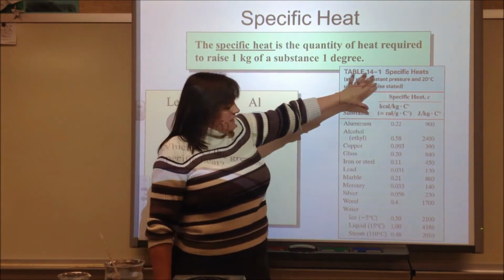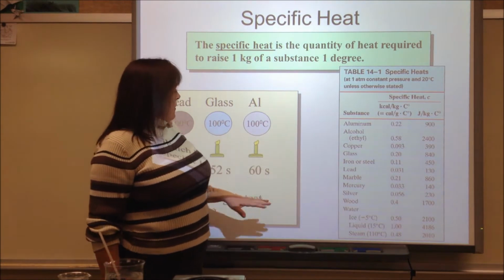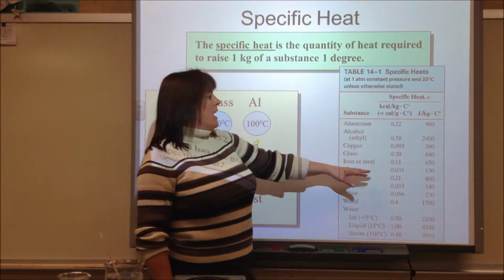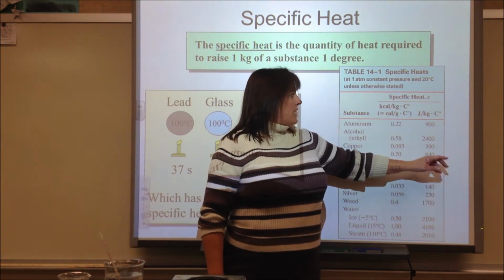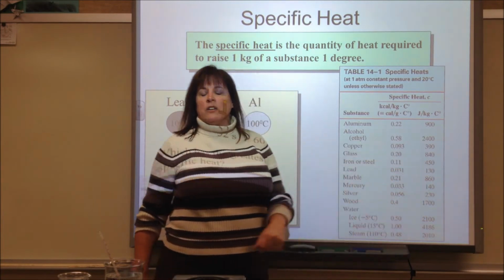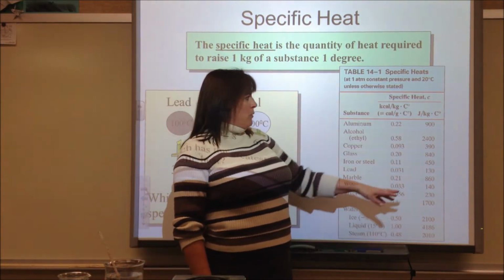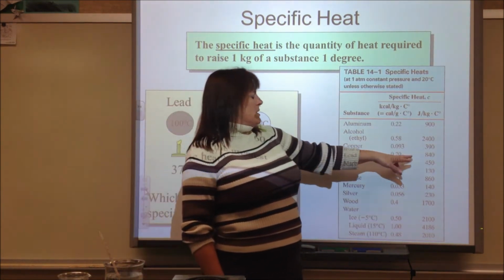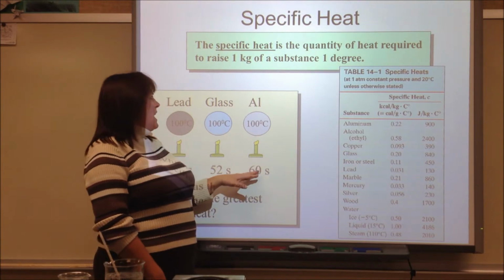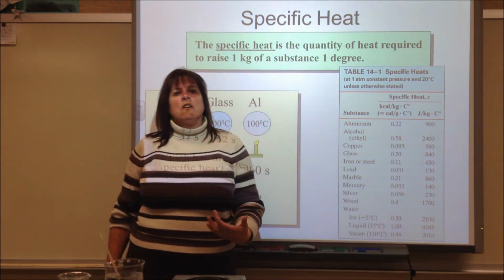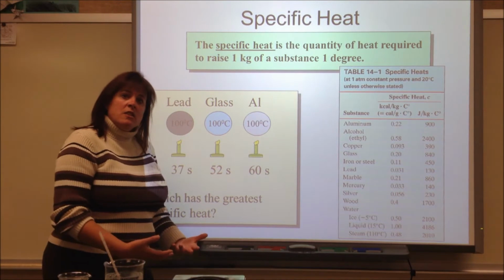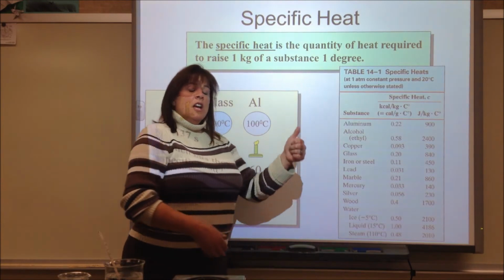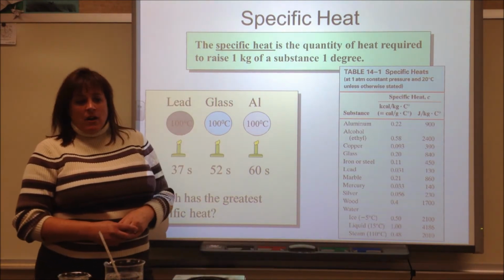In fact, here is a table from the book. We can find here lead, which doesn't take very long to increase in temperature. It has a specific heat of 130 joules per kilogram degree C. We will work in joules, not in kilocalories. Whereas glass has a specific heat of 840, and our aluminum has a higher specific heat of 900. So therefore, it should make sense to you that higher specific heat requires more heat transfer in order to raise the temperature by the same amount.